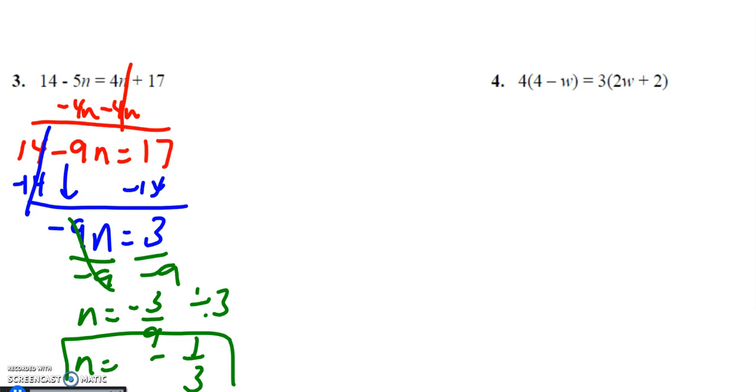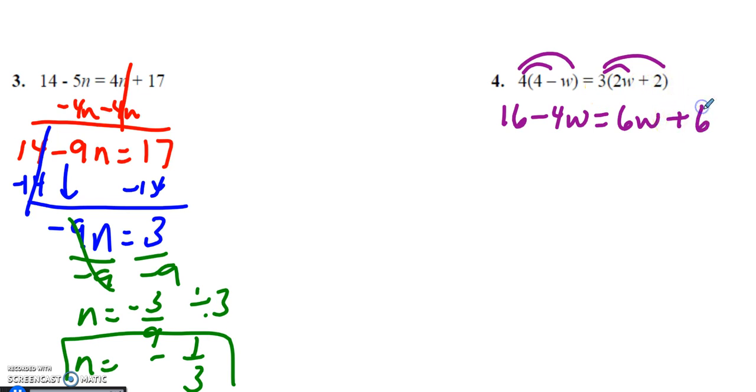Number 4 looks like it involves some distributive property first. So what I'm going to do is simplify both. So let me distribute the 4 in and the 3 in. So this would be 4 times 4, 16. 4 times negative w is negative 4w equals 3 times 2w, 6w, 3 times 2 plus 6.